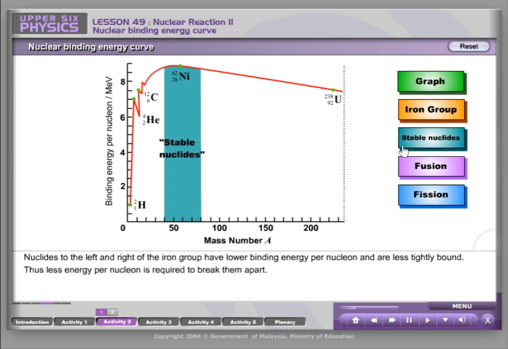Nuclides to the left and right of the iron group have lower binding energy per nucleon and are less tightly bound. Thus, less energy per nucleon is required to break them apart.